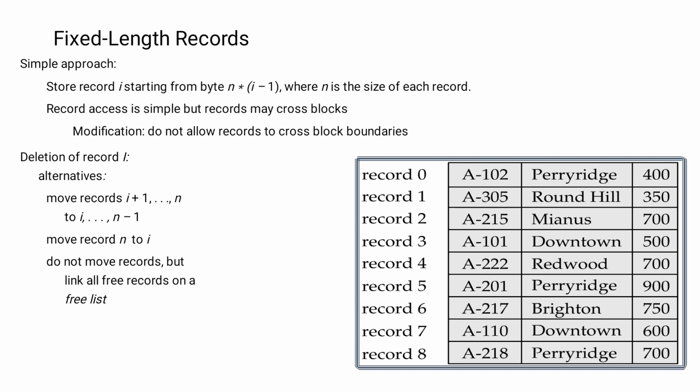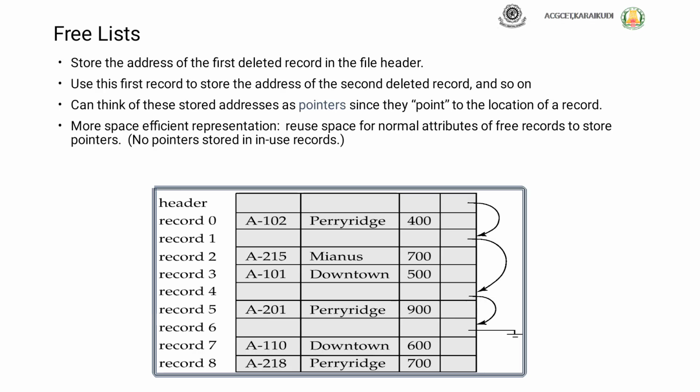At the beginning of the file, we allocate a certain number of bytes as a file header. This header contains a variety of information about the file, and it will store the address of the first record whose contents are deleted. The first record will now store the address of the second deleted record. Thus, the deleted records form a linked list. This is shown in the figure.